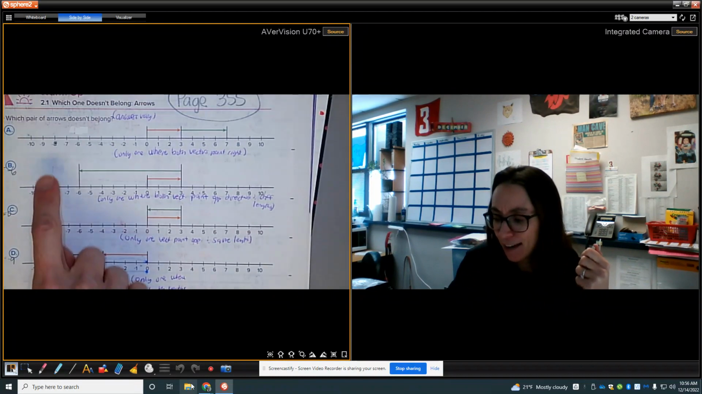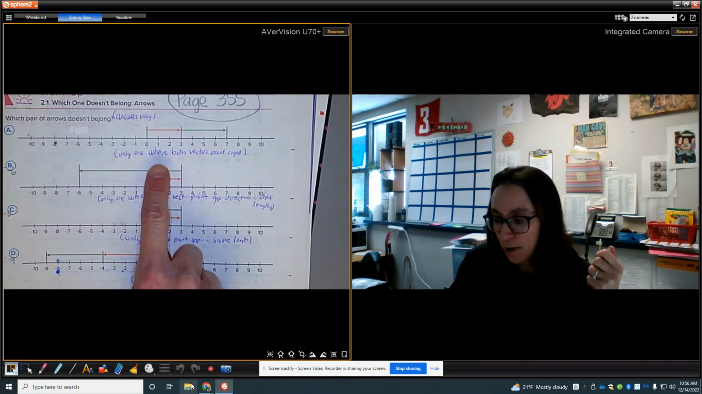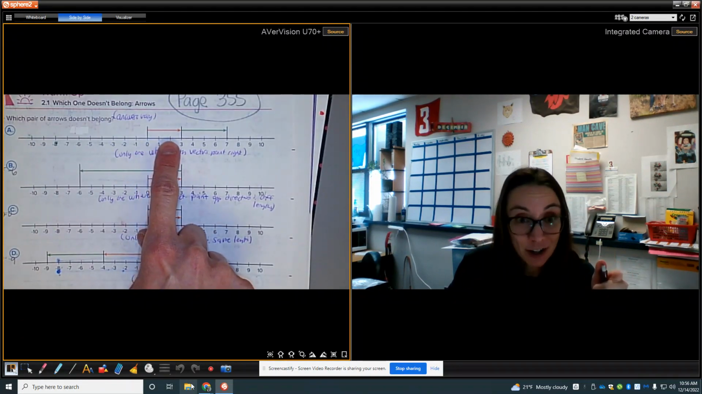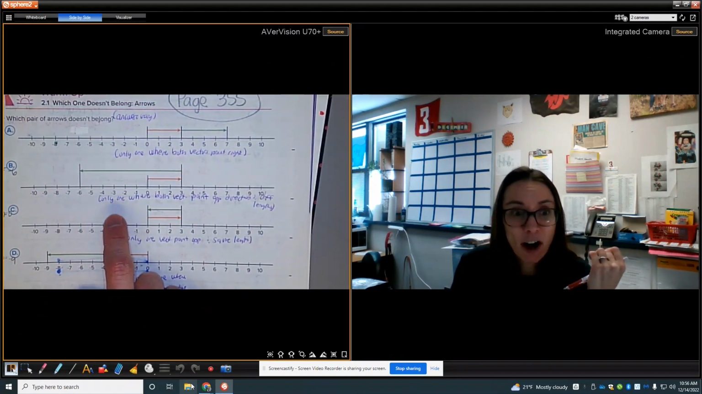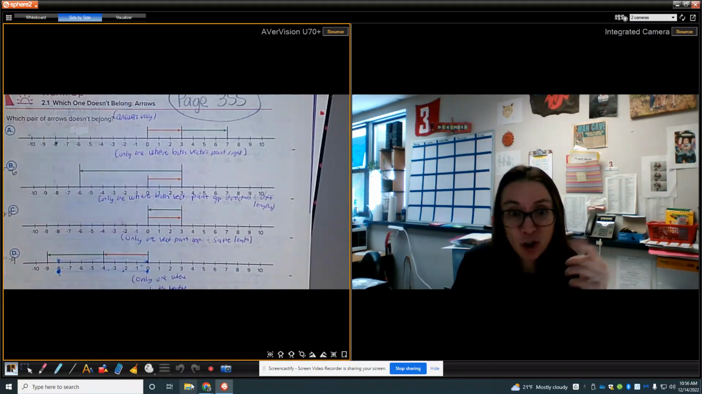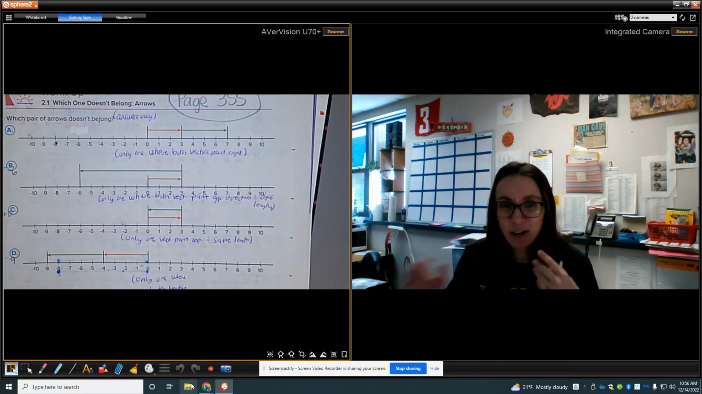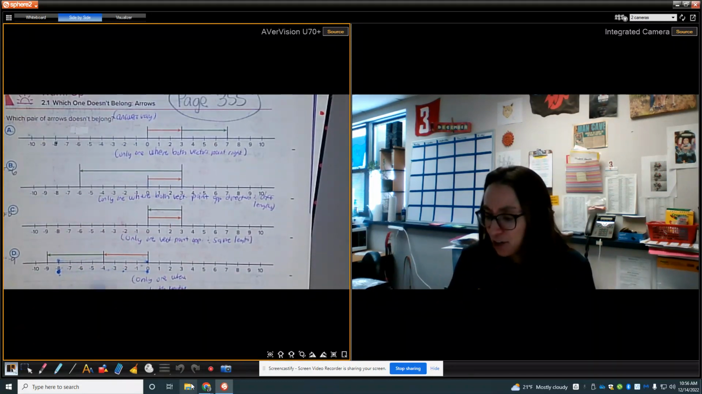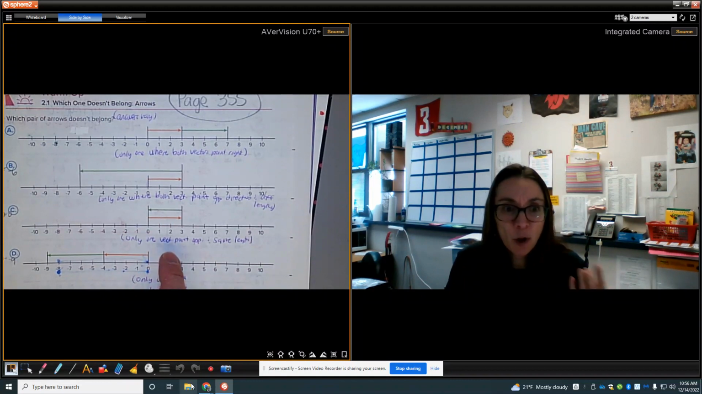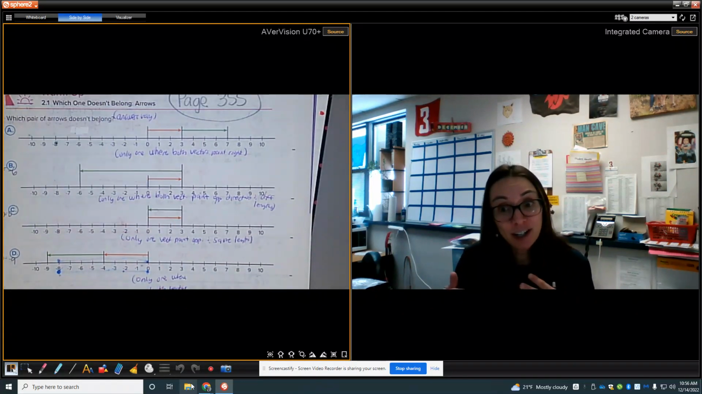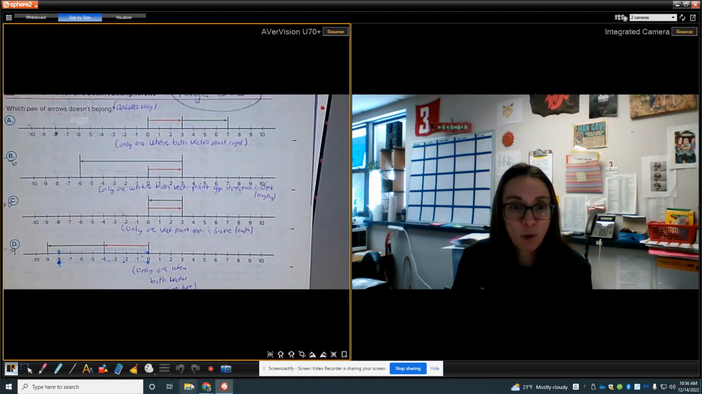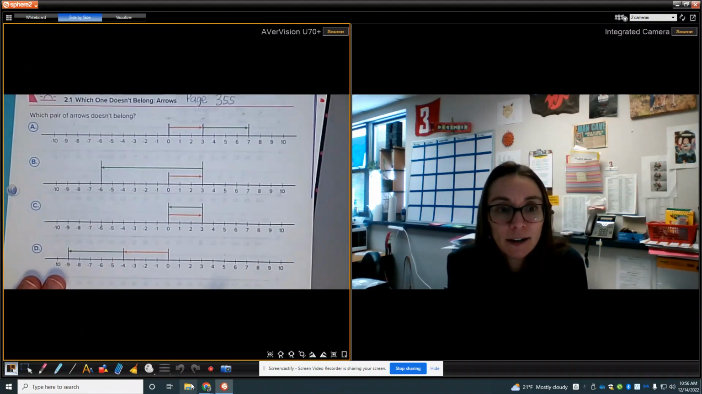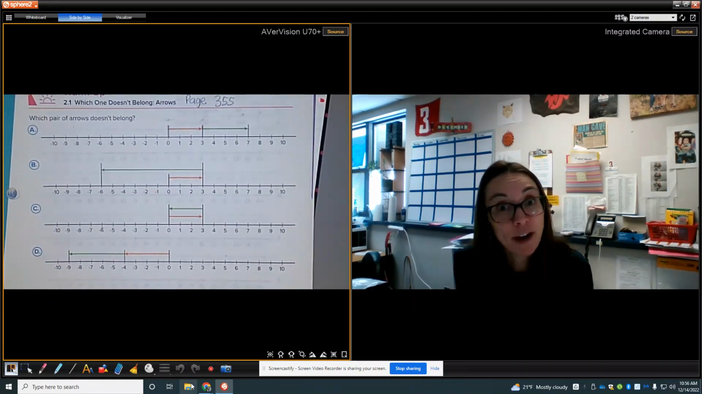Some of you might have said that A doesn't belong because it's the only one where both of those vectors point to the right. You could have said B doesn't belong because it's the only one where both vectors point in opposite directions and they're different lengths. You could have said that C doesn't belong because it's the only one where both vectors point in opposite directions and they're the same length. Or you might have said that D doesn't belong because it's the only one where both of the vectors point to the left. You probably just heard me say the word vector.